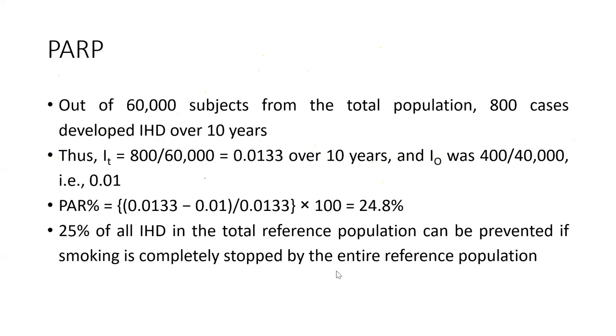I am telling you this just to understand the difference between attributable risk percent and population attributable risk percent. The simple thing to remember is that in attributable risk percent, you find out the percentage of the risk which is attributable to the exposure among the exposed. But in population attributable risk percent, you are interested to find out the percentage of the risk in the total population which is attributable to the exposure. This is what you need to remember.